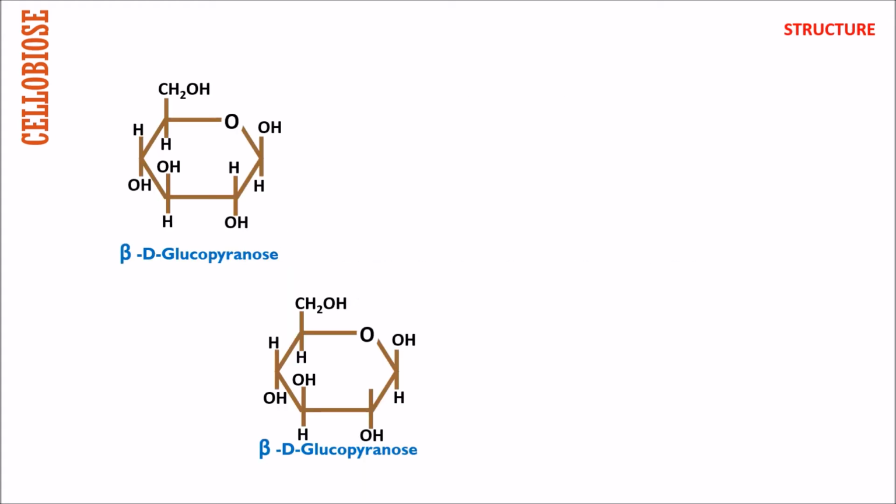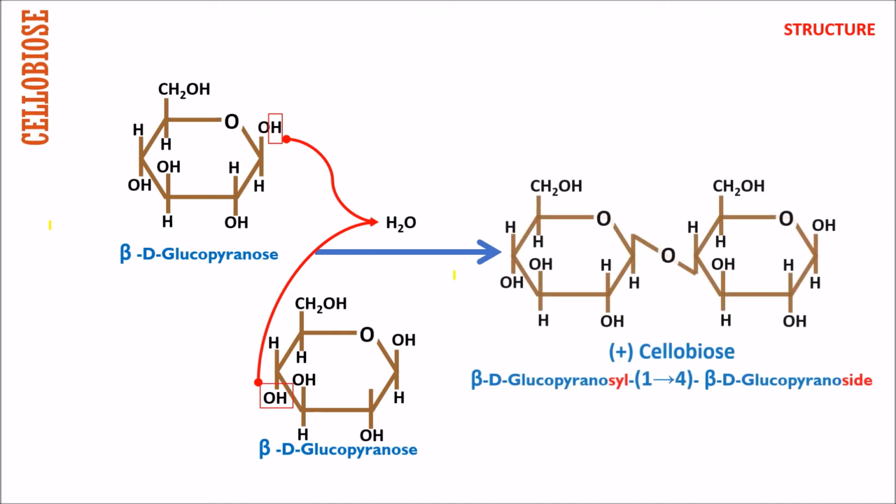Now let us see the structure of cellobiose. As we have seen earlier, cellobiose is formed of 2 glucose units. In one of the glucose units, carbon number 1 possesses a hydroxyl group, and carbon number 4 of the other also possesses a hydroxyl group. From these, carbon number 1 and carbon number 4 release one water molecule and form a glycosidic linkage between carbon number 1 of the first glucose and carbon number 4 of the second glucose, forming a beta glycosidic linkage.